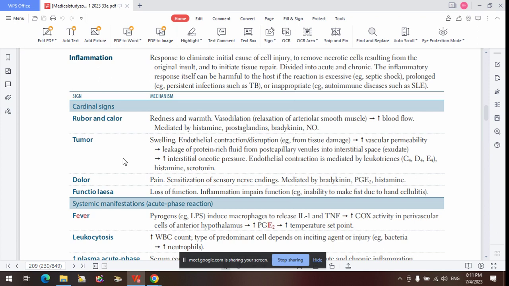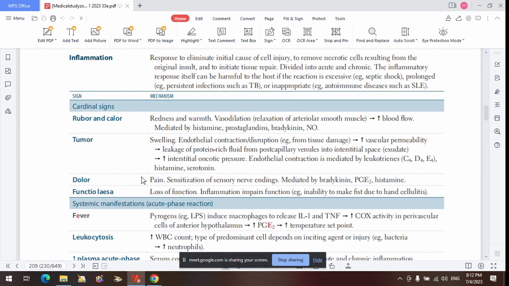So one of the complications of inflammation is what? Functio laesa. And we said that functio laesa is due to the pain and the swelling, majorly the pain and the swelling. So if you have swelling in a particular area, you might not want to use it. If there's pain in a particular area, you might not want to touch it. So all these things will actually help to resolve the problem and prevent use of that particular structure.